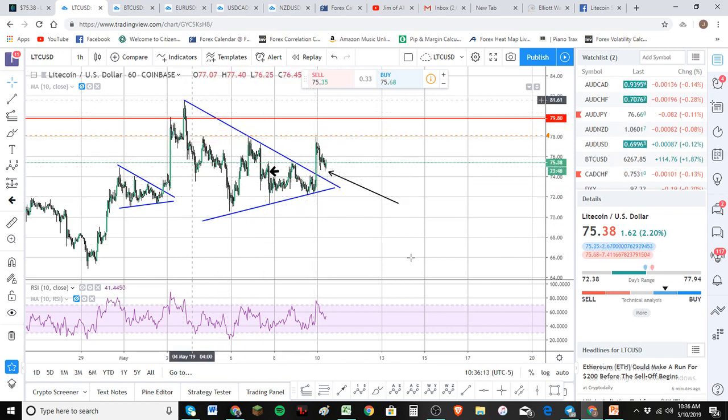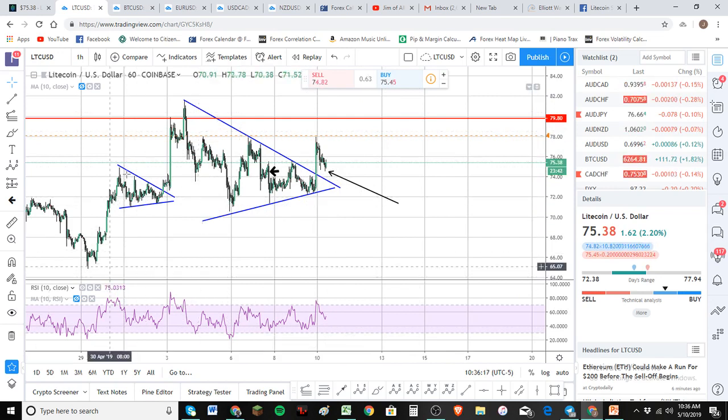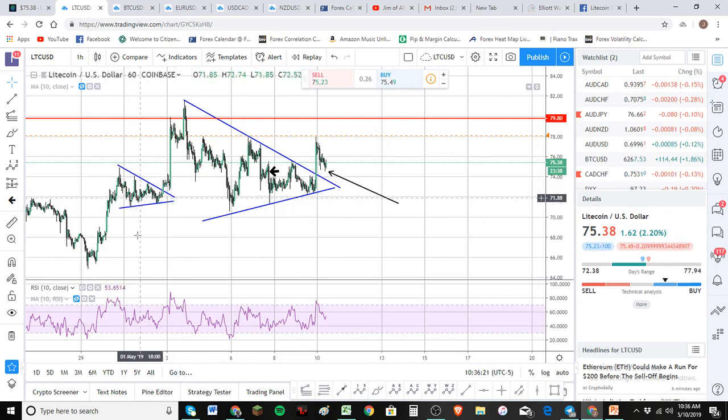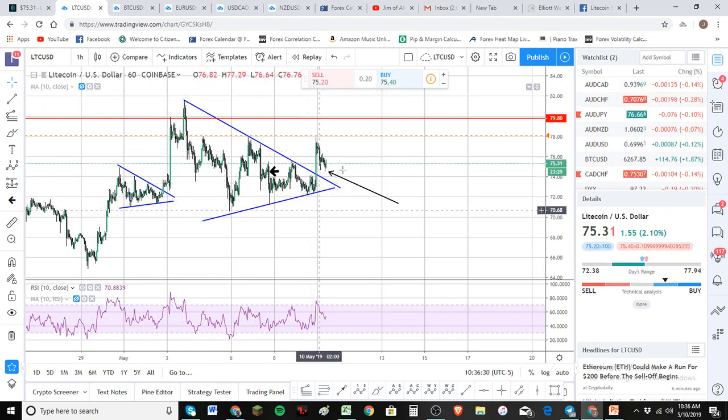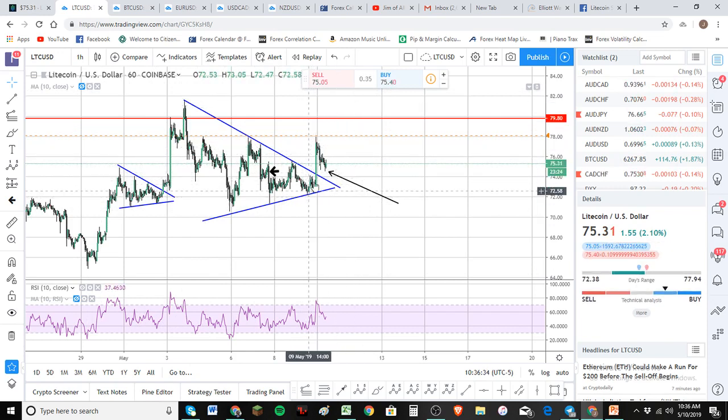And triangles happen in two different places. They happen in the 4 wave and in the B wave. So this is either A, B, C, or this is 1, 2, 3, 4, 5. This triangle right here is in the 4 or in the B position. I think it's in the B position. Okay, this is another triangle. I think this is also in the B position. That means I'm expecting a move to the high, and we got one that broke out.